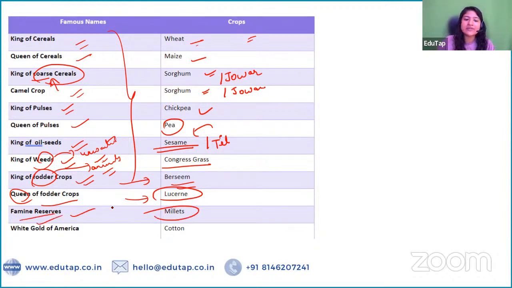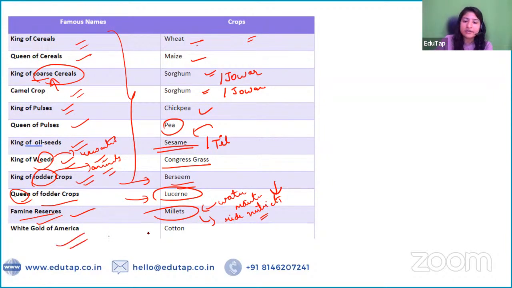Basically what happens, famine reserves means what, because millets require very little water, they require very less amount of water. In fact, the maintenance of millets is very low. Okay, that is why these are known as famine reserves, because in such conditions millets can be grown very easily. Okay, and in fact, having low maintenance, they are very rich in nutrients. So somewhere where there's lack of food and if they have millets to consume, they would have all the needs of the nutrients that are required.